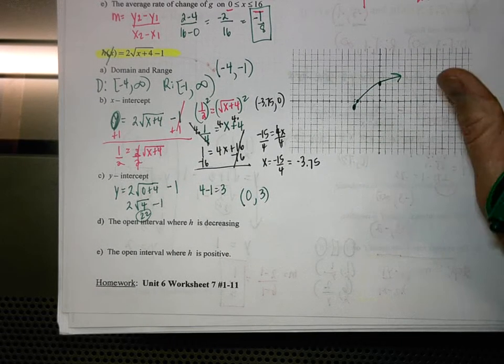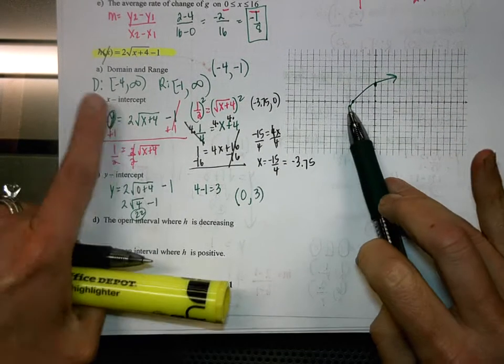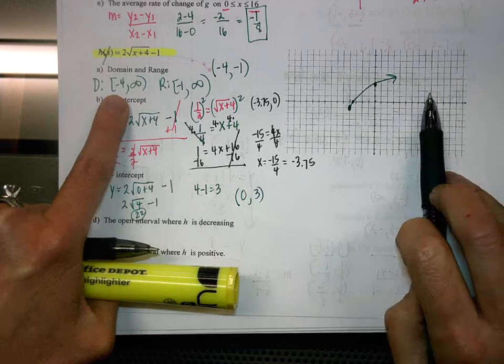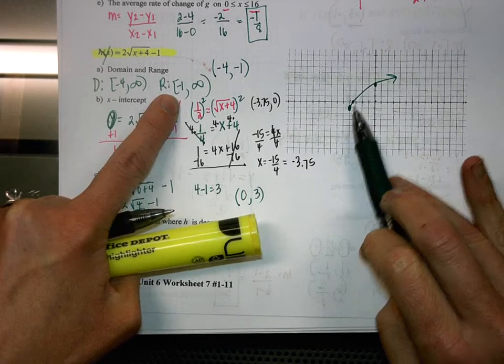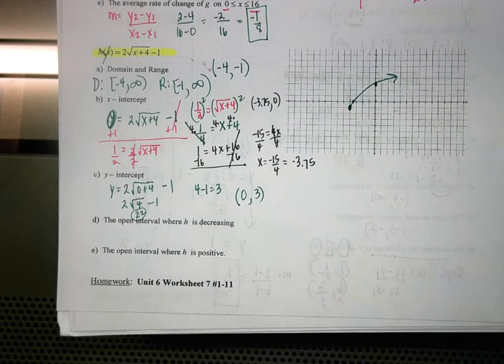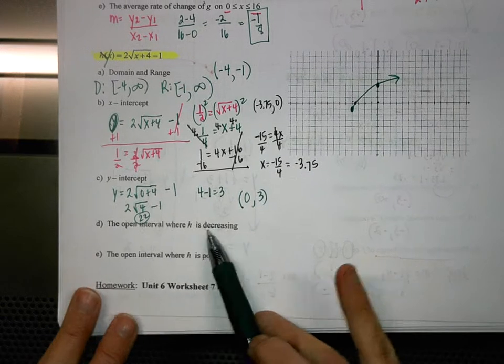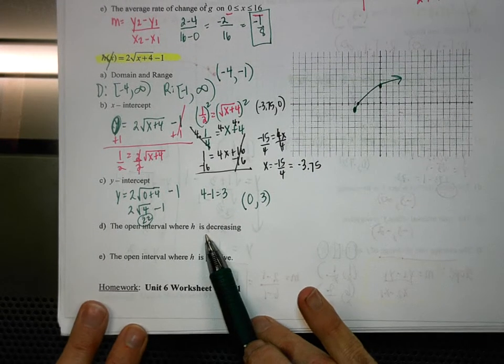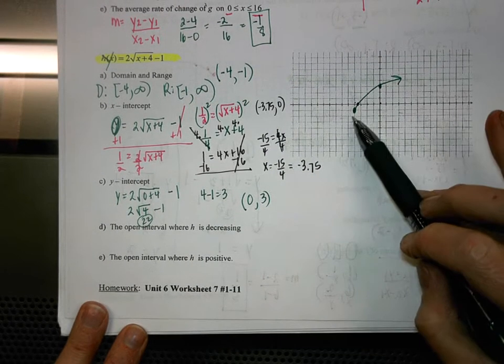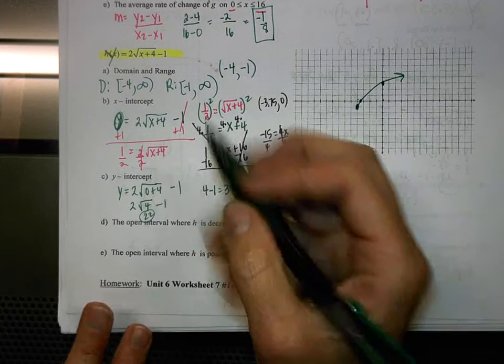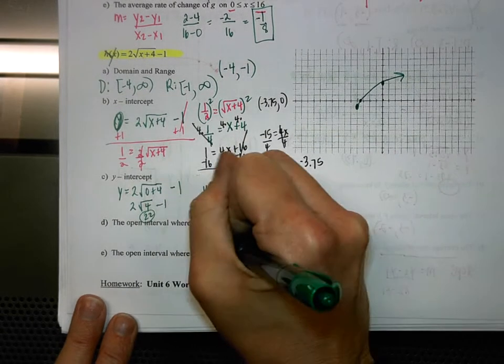And you can double check with your domain and range, but it starts at -4, goes to positive infinity. Here it starts at -1, it's still going to positive infinity. Okay, the open interval where h is decreasing. So if you go left to right, do you see this is always increasing? So the open interval where it's decreasing would be none.